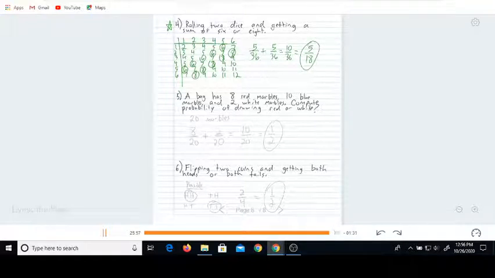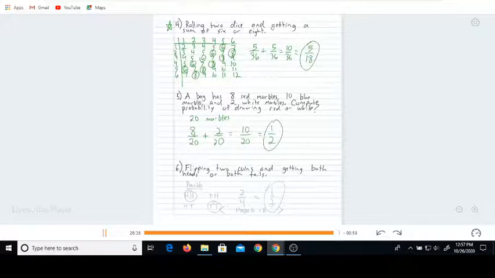Alright. So a bag has 8 red marbles, 10 blue marbles, 2 white marbles. So that tells us there are 20 marbles in the bag. Compute the probability of drawing red or white. So 8 out of the 20 are red, plus 2 out of the 20 are white. And is there any overlap there? Is there any marble that is both red and white? Nope, no overlap. So the answer is 10 out of 20, which is 1/2. So you've got a 50% chance of drawing a red or white.